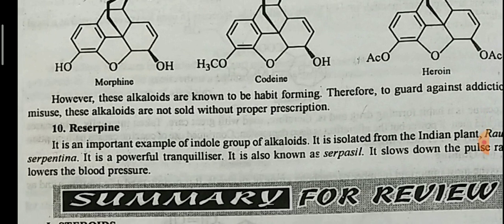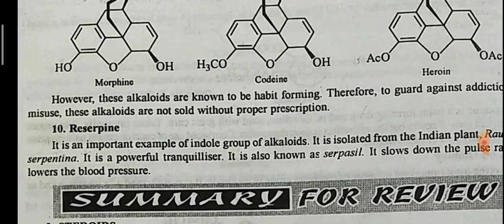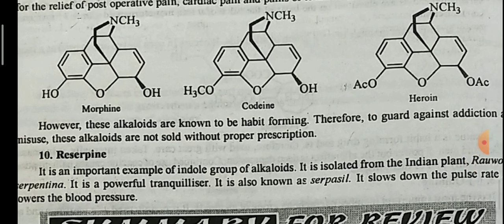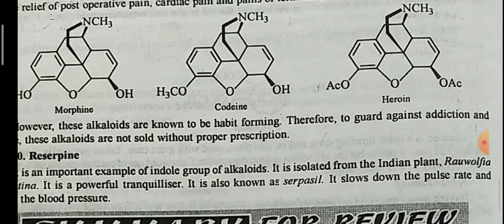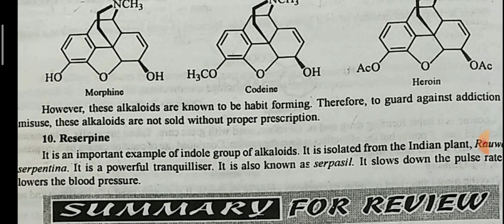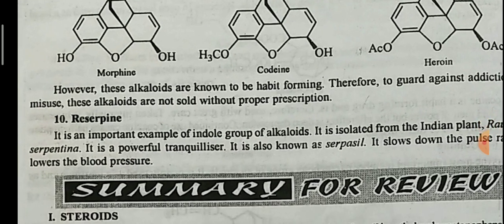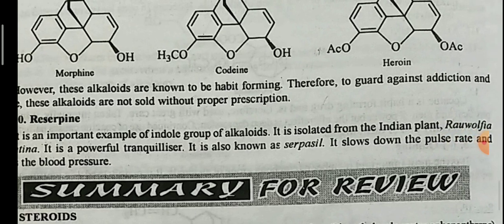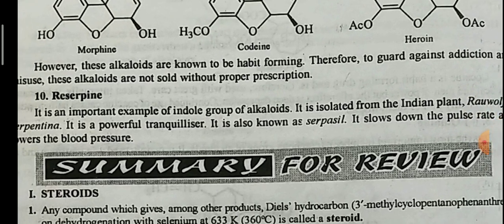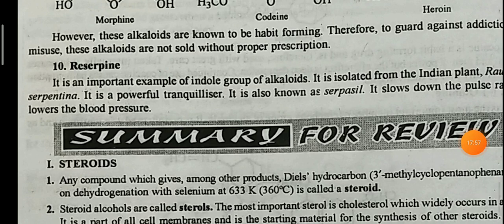Reserpine. It is an important example of indole group of alkaloids. It is isolated from the Indian plant Rauwolfia serpentina. It is a powerful tranquilizer. It is also known as Serpasil. It slows down the pulse rate and lowers the blood pressure.